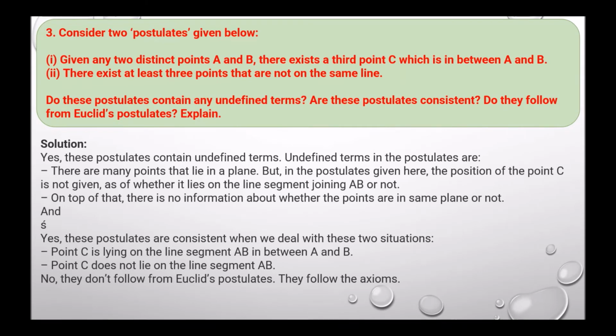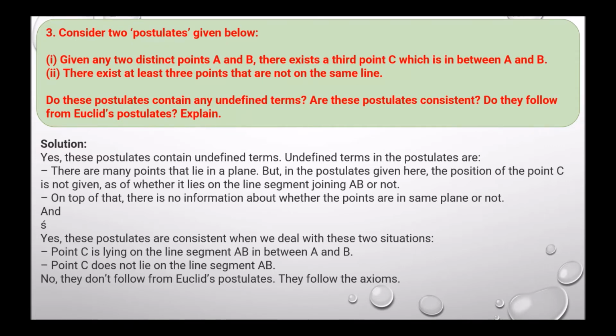Third question. Consider two postulates given below. Given any two distinct points A and B, there exists a third point C which is in between A and B. Next, there exist at least 3 points that are not on the same line. Do these postulates contain any undefined terms? Are these postulates consistent? Do they follow from Euclid's postulates?